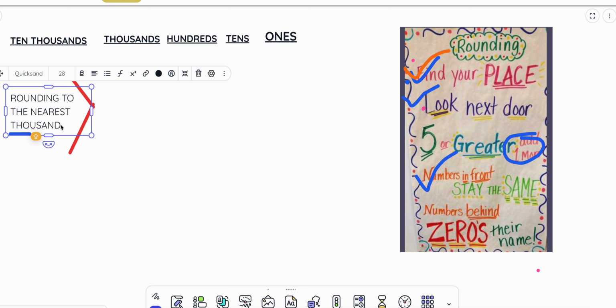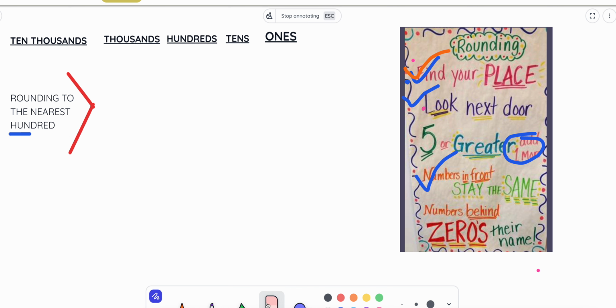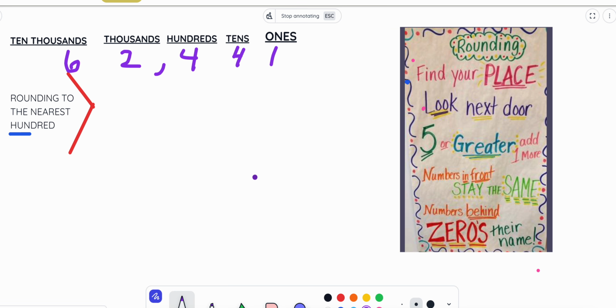Here we go. Use the rhyme to help you. We'll do rounding to the nearest 100. One more time. All right. Here we go. My number is going to be 62,441. All right, here we go. Find my place. Actually, let me erase all my doodles. Try to keep this rhyme in your head, okay? Round to the nearest 100.